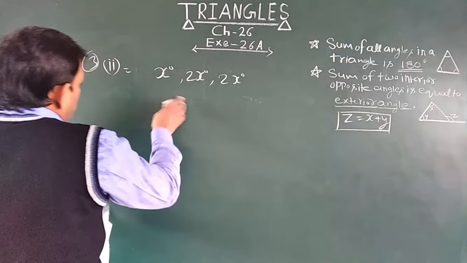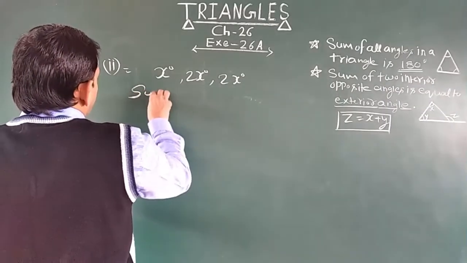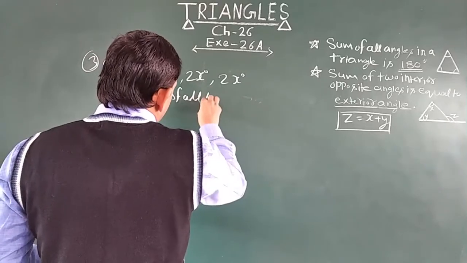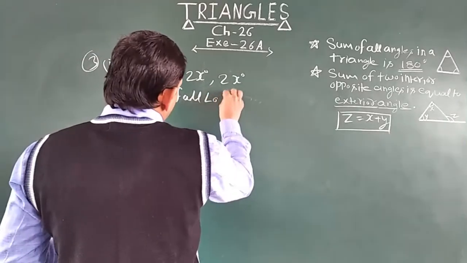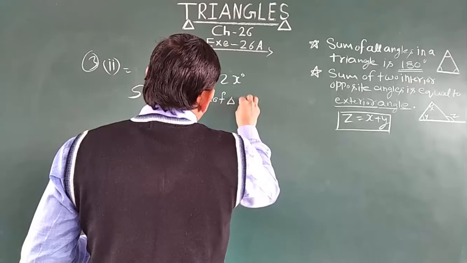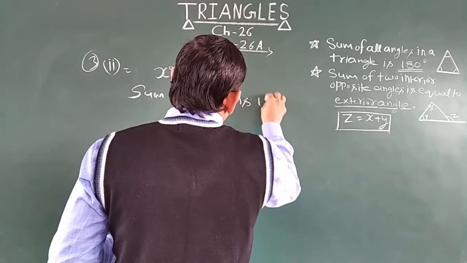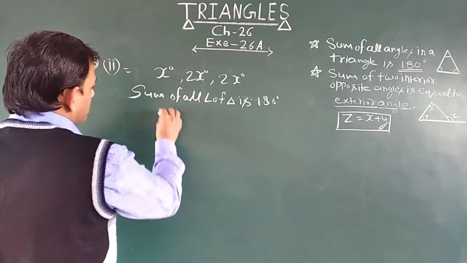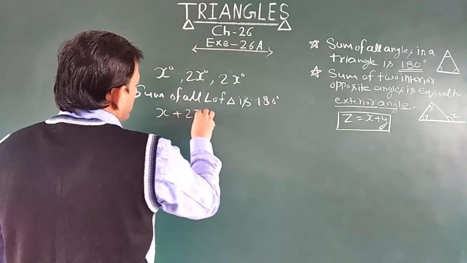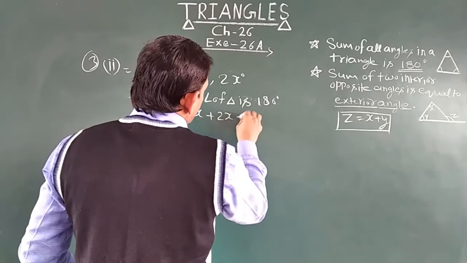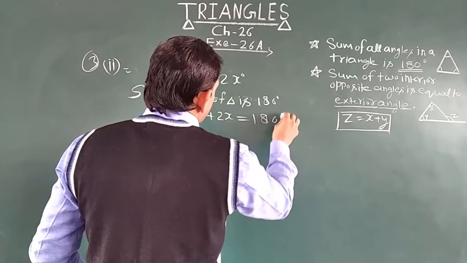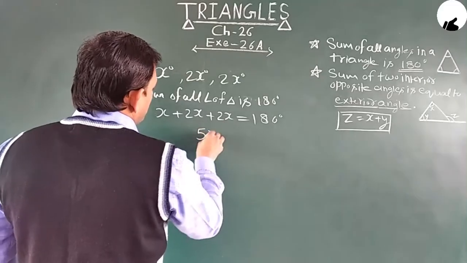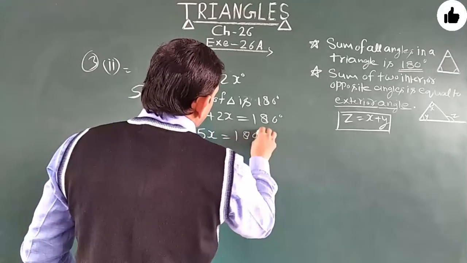Okay, so as you know, the sum of all angles of a triangle is 180 degrees. So the sum of these three angles will be 180 degrees, meaning x plus 2x plus 2x is equal to 180 degrees, and x, 2x and 2x make 5x, which is equal to 180 degrees.